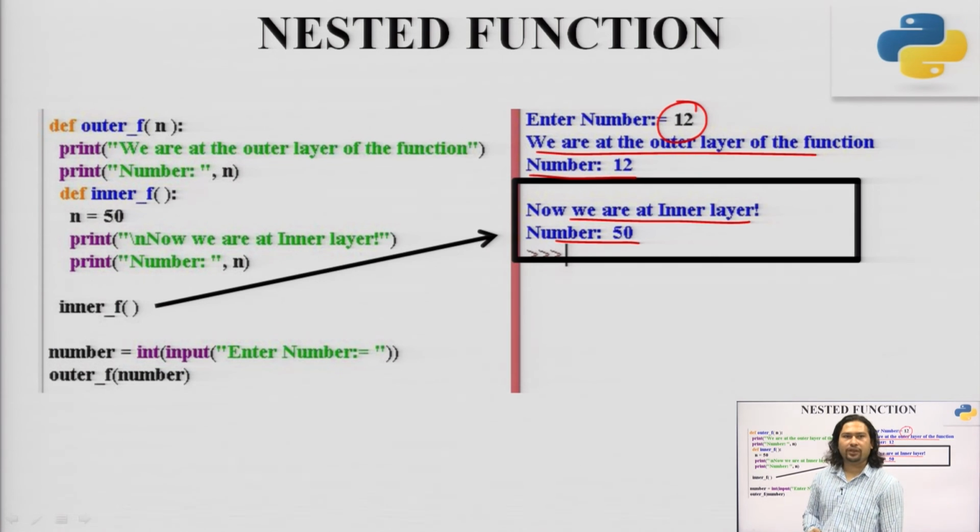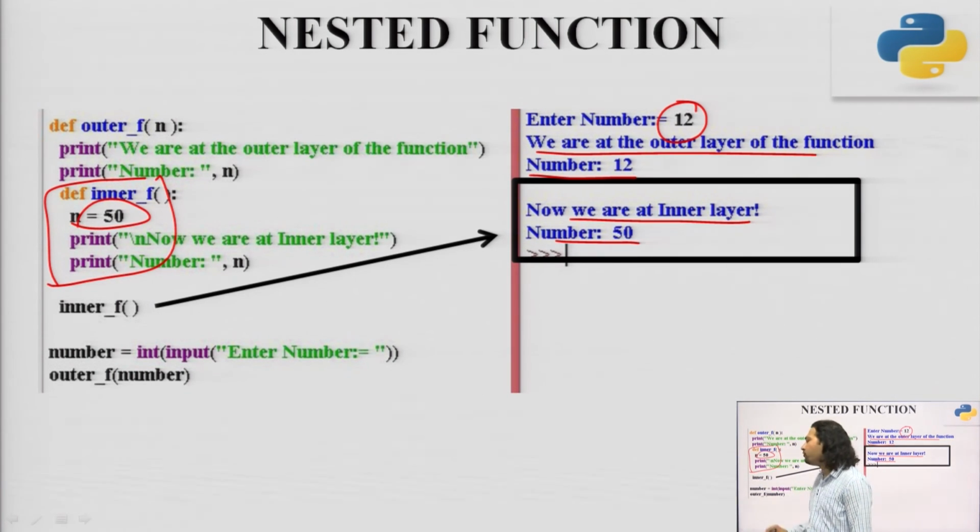But number value 50 does not mean that it has changed the global statement, because in the definition of the inner function we already have this n is equal to 50. That means there is no change in the global. You can try it out by writing the extra statement here as the print number, then you will see that number value remains the same, that is 12.